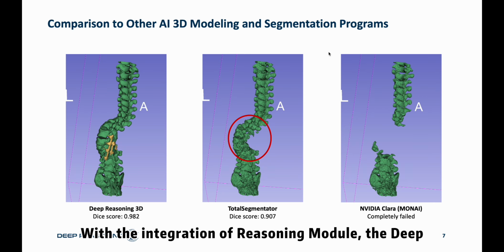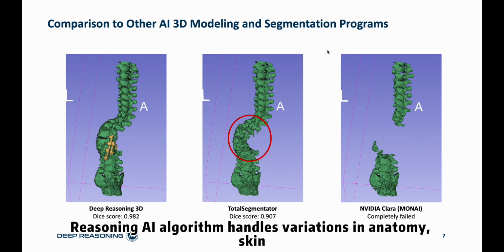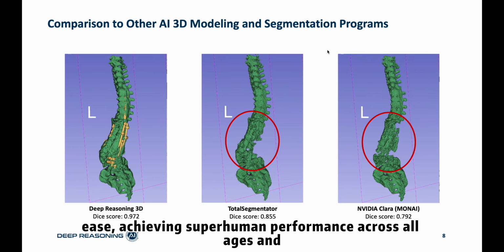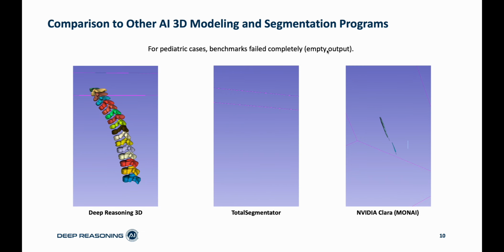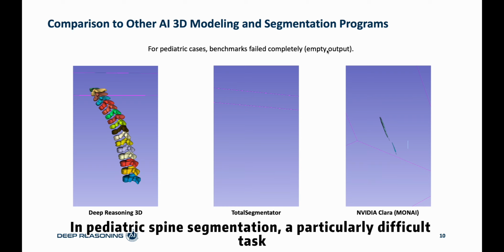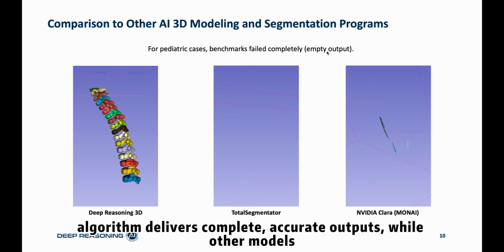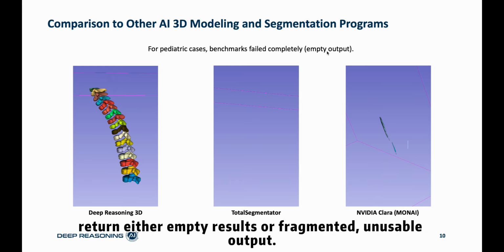With the integration of the Reasoning Module, the Deep Reasoning AI algorithm handles variations in anatomy, scan quality, patient size, and other confounding factors with ease, achieving superhuman performance across all ages and levels of complexity. In pediatric spine segmentation, a particularly difficult task due to smaller structures and variable development, our algorithm delivers complete, accurate outputs, while other models return either empty results or fragmented, unusable output.